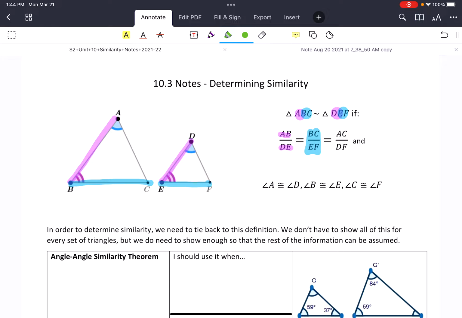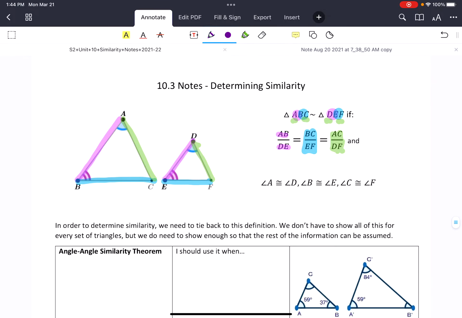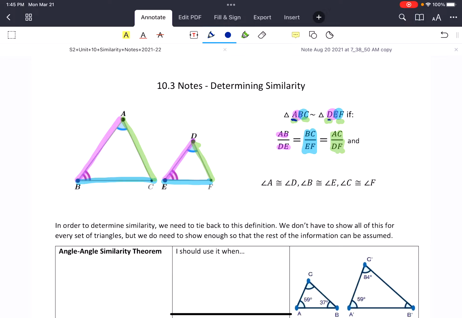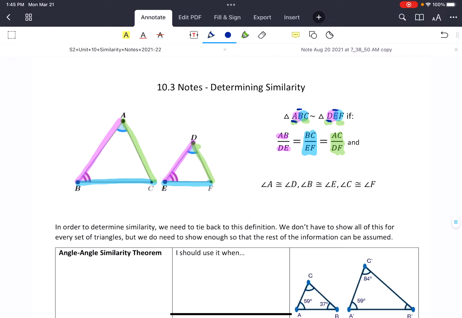And then in green, we would have the first and the last, A to C. That's this line. And then we would have D to F. That's this line. Okay, and then the angles in the order of the angles match up. So A is first with D. So angle A is congruent to angle D. B is second. It goes with E. Angle B is congruent to angle E. And lastly, C and F. C is congruent to F.